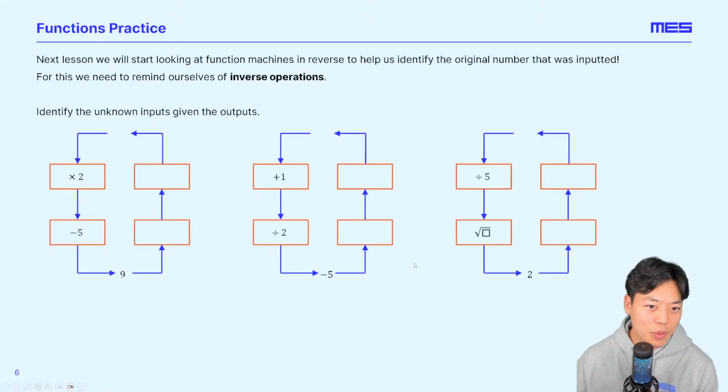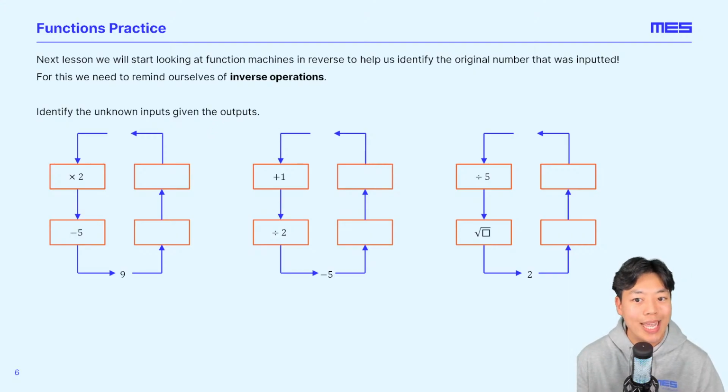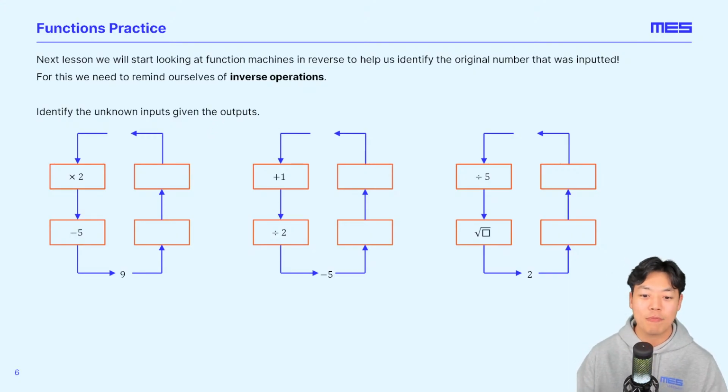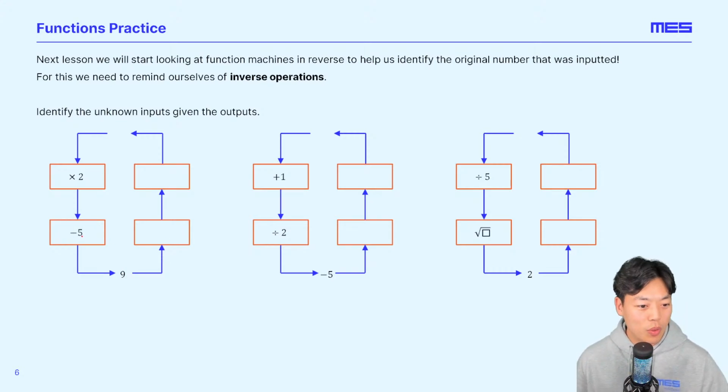So next lesson, we will start looking at function machines in reverse. We're going to be talking about inverse functions in the next lesson. But today, we're going to identify some unknown inputs given the outputs. So it's important to know inverse operations, and this is kind of planting the seed of inverse functions for the next lesson. So if we have something times 2, then subtract 5 from it to get 9, in reverse, what would I have to do? What would I have to do?